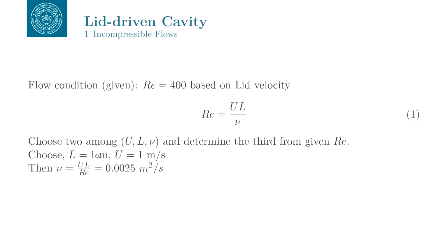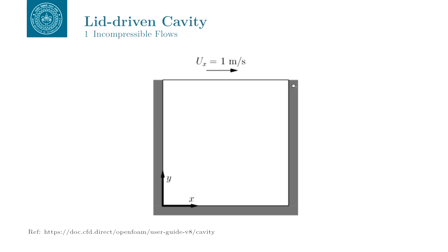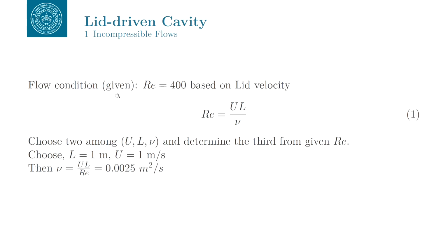So, here the Reynolds number is based on the lid velocity and the length of any side. You can choose length to be 1, that is not necessary, you can choose 0.1, 0.01, whatever you want, but whatever value you choose, you have to confirm that the Reynolds number comes to be 400. For example, we can take L equal to 1 meter, and U you can take 1 meter per second, or 10 meter per second, 100 meter per second, whatever you want. Accordingly, you get the value of kinematic viscosity based on the Reynolds number.